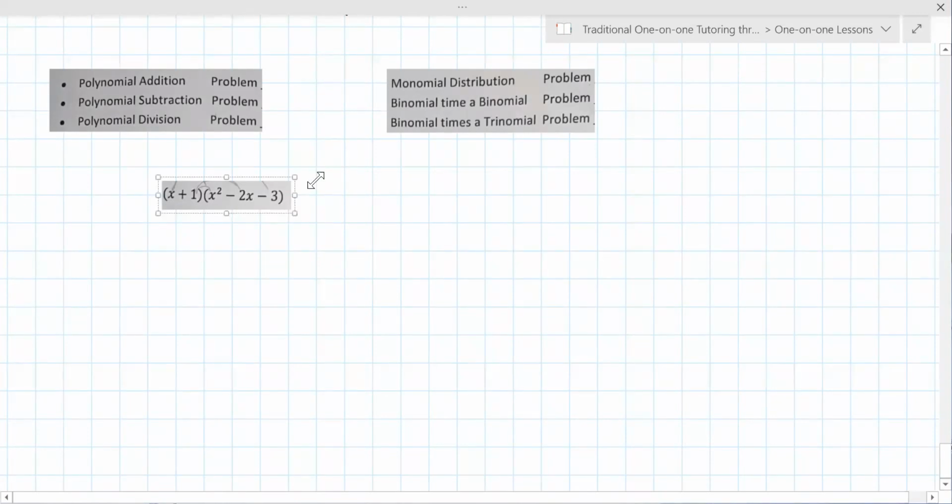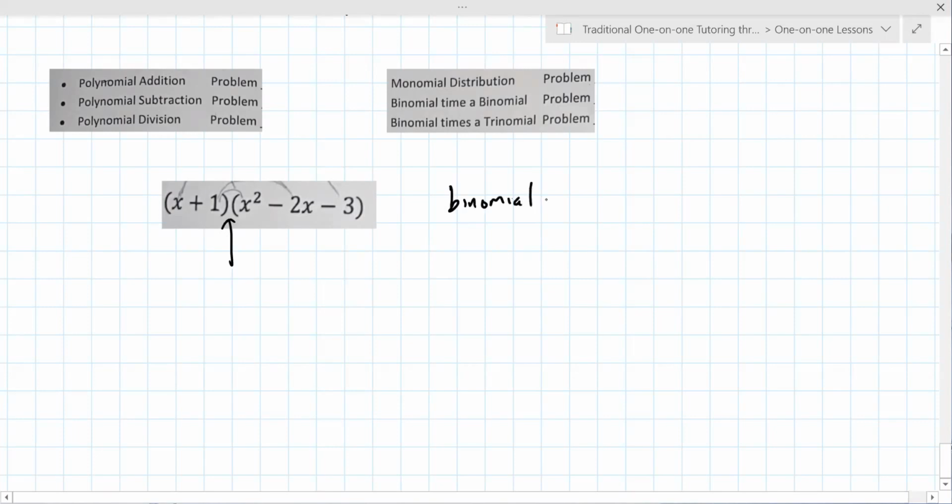Just for myself again, start with the operator. What's the operator that you see right there? I see multiplication, because it's not addition, subtraction, or division. We just did binomial times a binomial, so it's not that. I see a binomial, which is 2 terms, and a trinomial, which is 3. So binomial times a trinomial. Since it's multiplication, the exponents will increase.